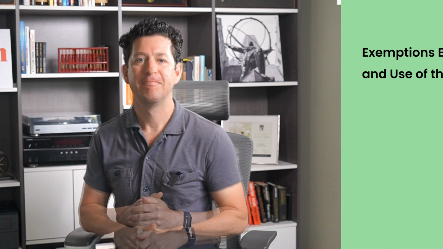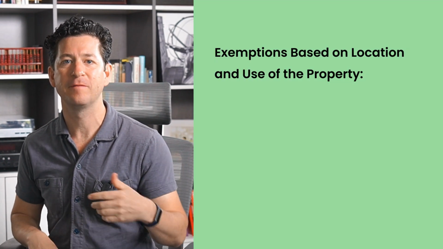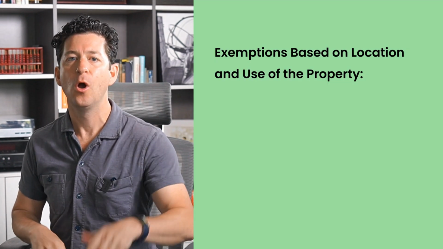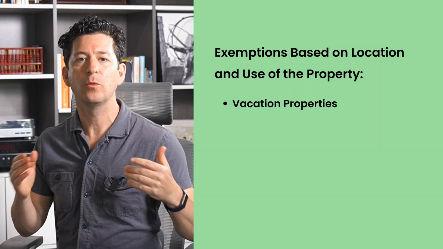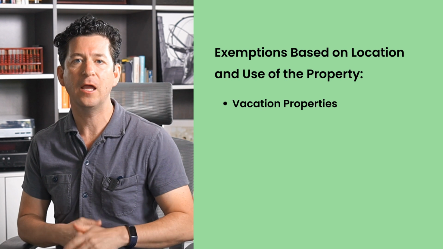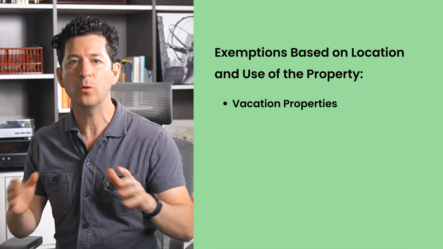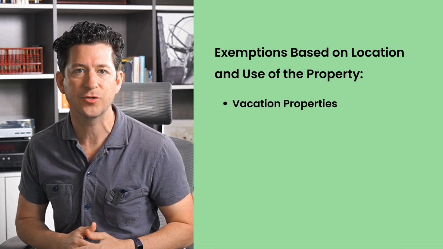Oh, hey, last list. Exemptions based on location and use of the property. The following location and use of the property provides an exemption from paying the UHT. Owners may still need to file a UHT return though. Vacation properties are located in an eligible area of Canada and used by the owner or their spouse or common law partner for at least 28 days during the year.